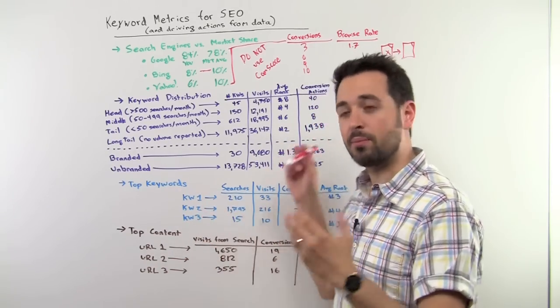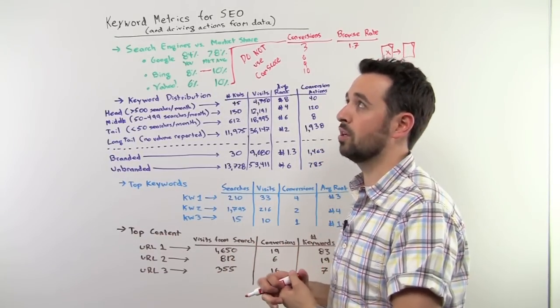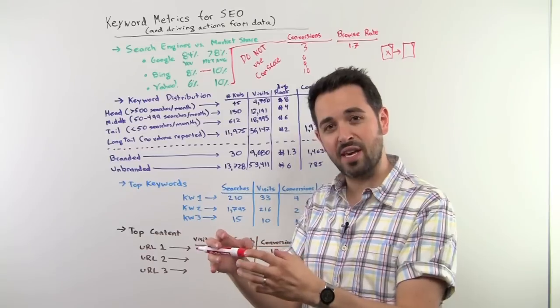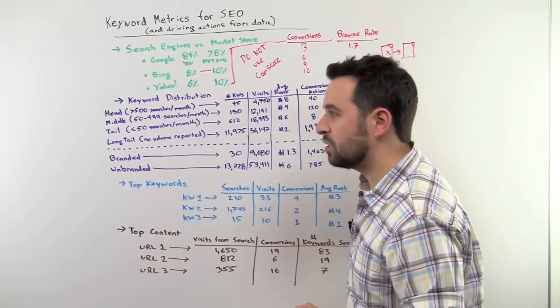But if for some reason you can't, browse rate is a good substitute. And it's a great way to substitute if you're looking at traffic sources that aren't conversion heavy, but you still want to compare the value against them. Let's look at keyword distribution.